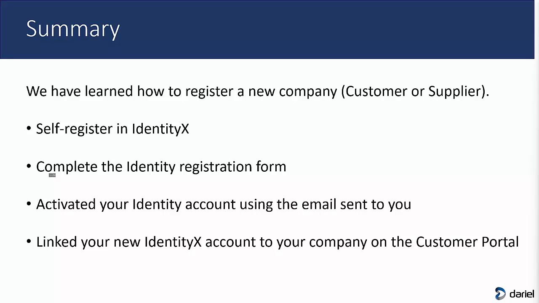In this session, we have learned how to register a new company, whether you are a customer or a supplier, on the WBX customer portal and link you to the Foscor account you have. We've shown you how to self-register in the IdentityX module. We've guided you on how to complete the IdentityX registration form, and then finally how to activate your identity account using the email sent to you. With IdentityX complete, we now need to link your IdentityX account in the customer portal. This puts you in a position to use the customer portal to continue registering users in your organization.